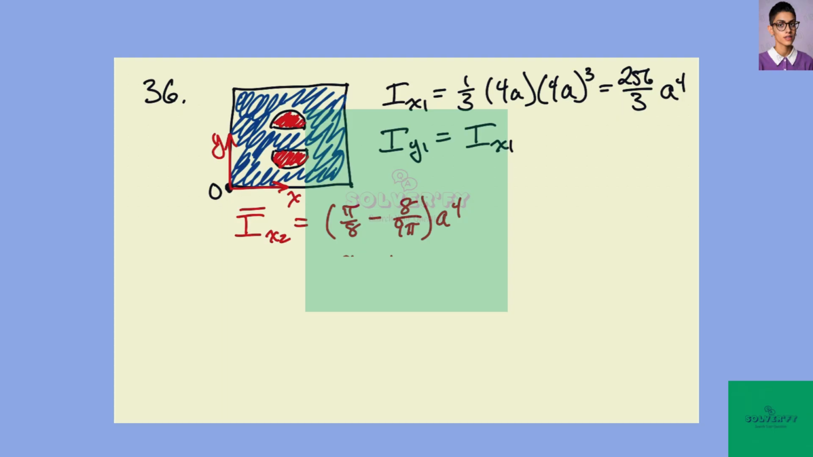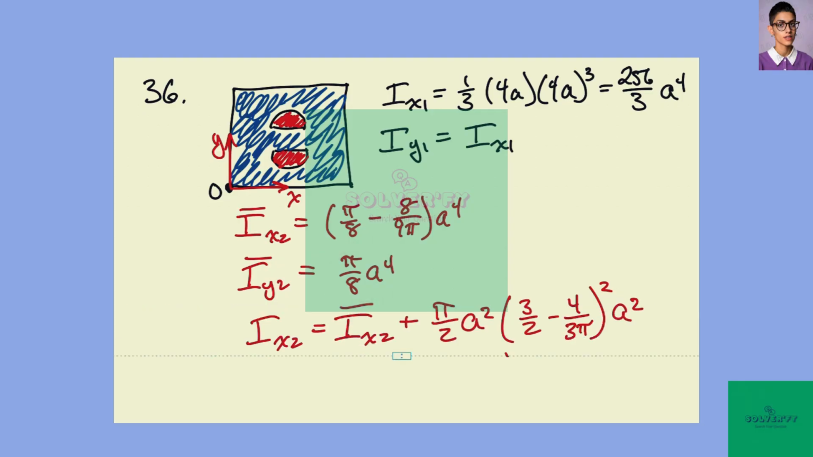We found, in a previous problem, the area moment of a half circle, or a semicircle, about its centroid. And that was (pi/8 - 8/(9 pi)) a^4. These have a radius of a. And for y, about the centroid, it is just pi/8 a^4.